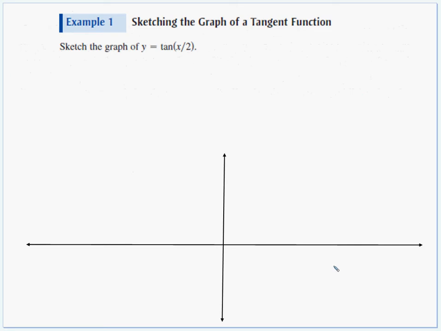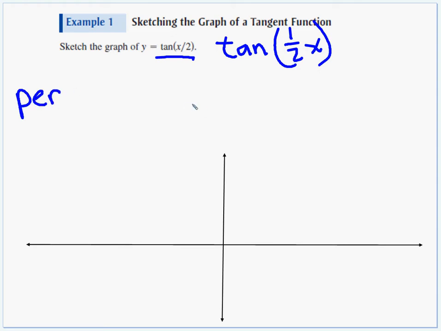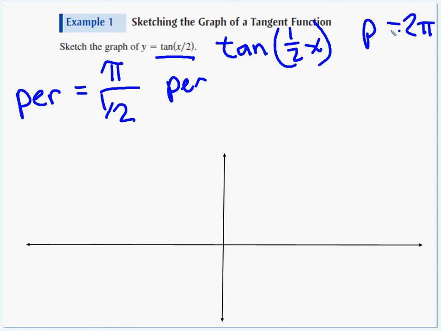Okay, let's try this one. Tan of x over 2, or that is the tan of 1/2 x. First, let's find the period. To find the period of sine and cos, we took 2 pi and divided it by the number in front of x. Because tan and cotan have a period of 1 pi, we're going to divide 1 pi by the number in front of x. That's 1/2. So we bring up the 1/2, flip, and multiply. So our period equals 2 pi.